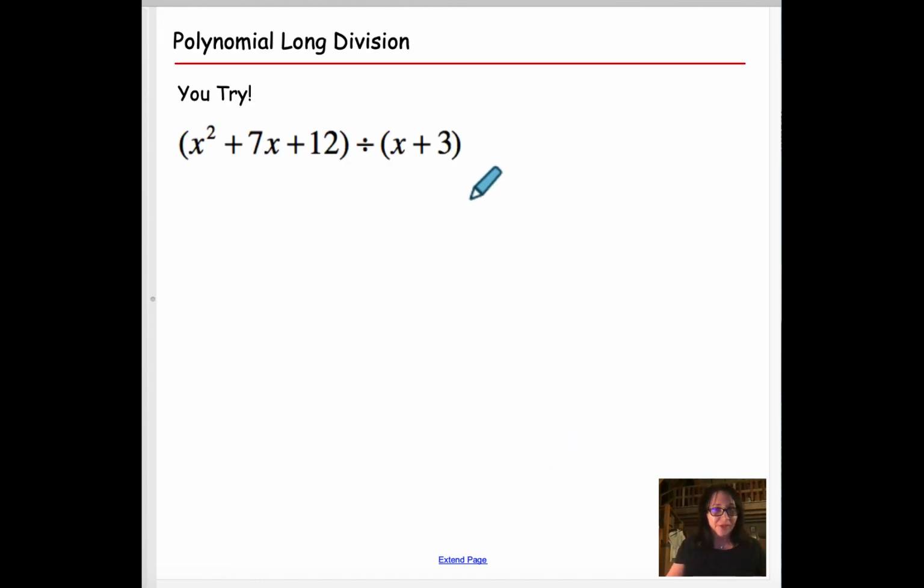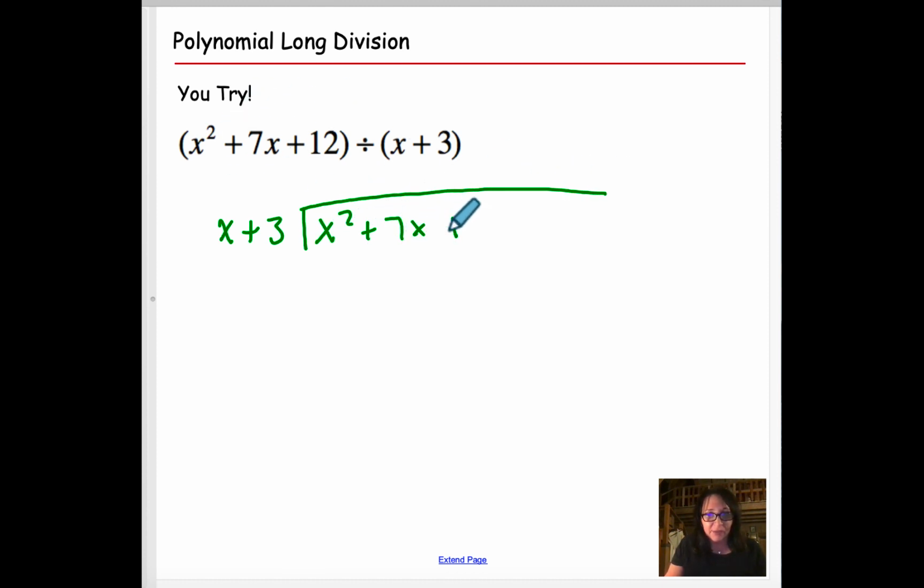And if I did that, happy campers, we have the right answer. Okay, let's try this again. Again, x plus 3 goes outside. That's my divisor. And then this value inside, x squared plus 7x plus 12, that's my dividend. So our job is to find the quotient. What's the answer?